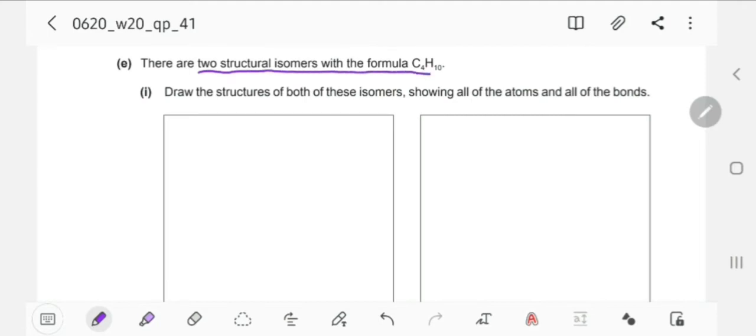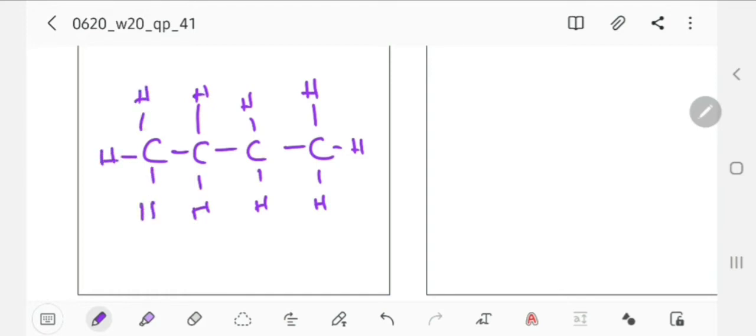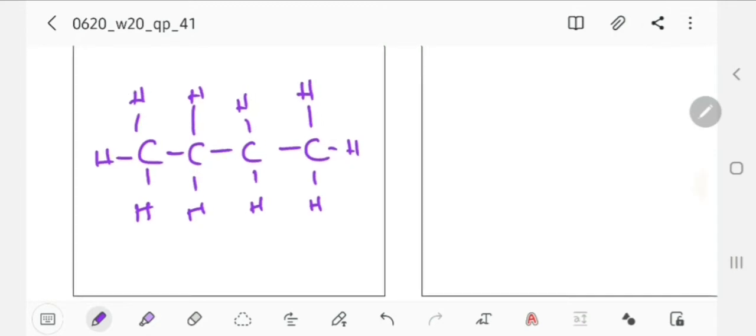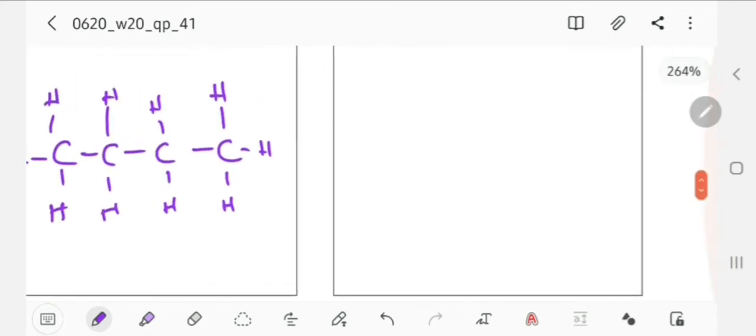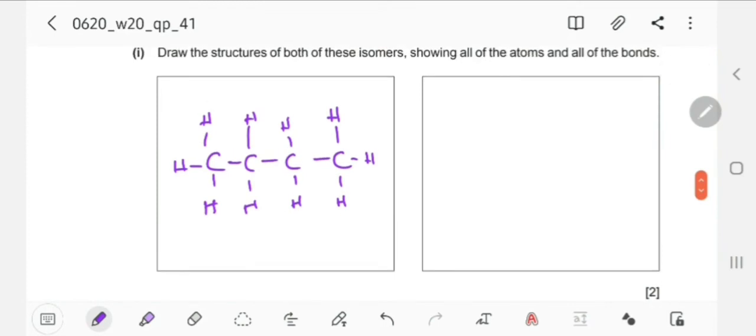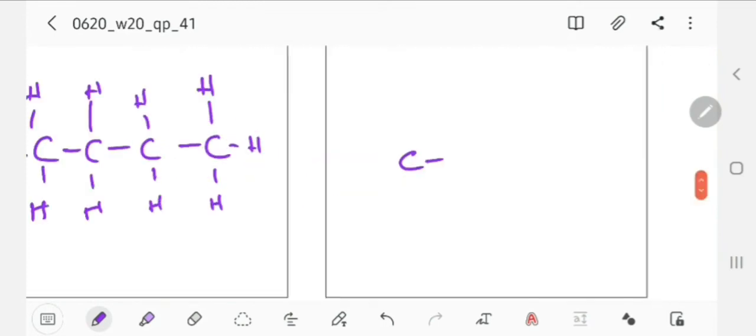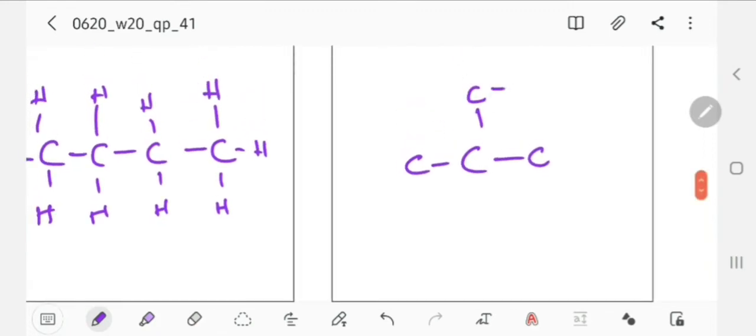We have to draw the structure of these isomers, as they are saying that there are 2 structural isomers with the formula C4H10. So we will simply write the first C4H10. After drawing the carbons, we will complete the remaining bonds of carbon, as carbon has 4 bonds. So the other isomer would be to draw another branch, a methyl branch. So draw 3 carbons this time and 1 carbon in the branch, and then complete the remaining bonds as you did before.